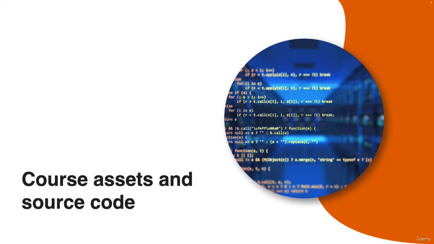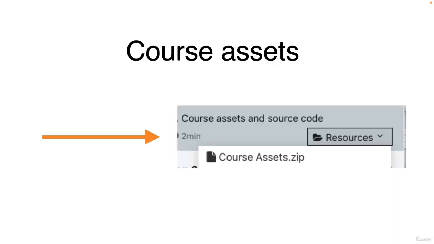Okay, in this lesson, I just want to point out where you can get the course assets and the source code that we're going to be using in this training course. First of all, if you take a look at the course outline, attached to this lesson there is a resources button you can click on, and that will give you access to download the course assets zip file.